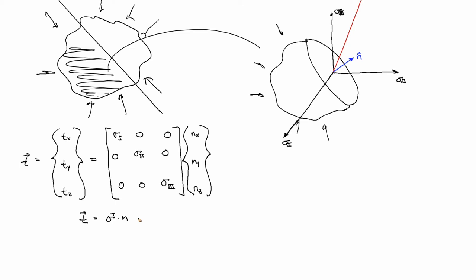All right. So we know how to do matrix vector products. If I have this vector multiplying that matrix, then I get a vector. And that vector, in this case, is very simple. It's just sigma 1 in x, sigma 2 in y, sigma 3 in z.